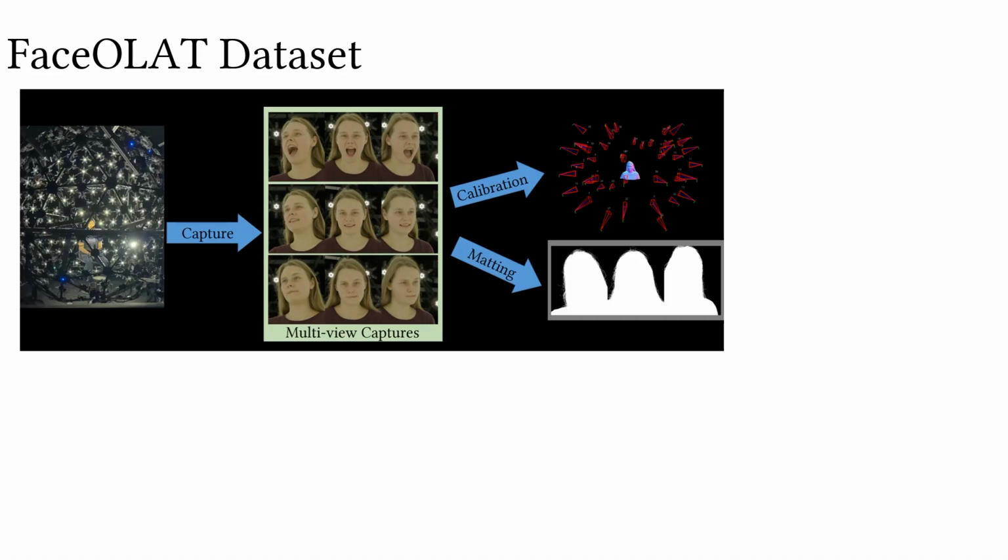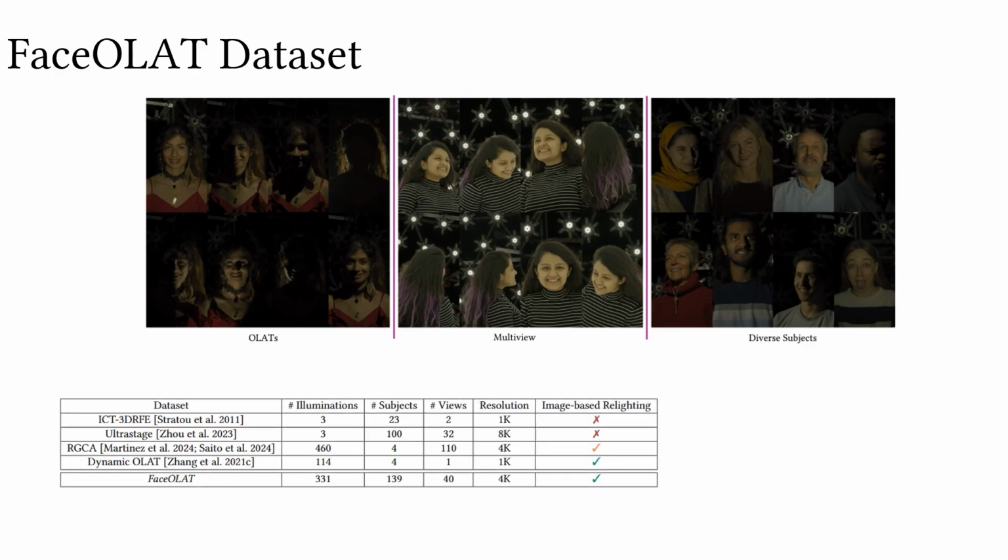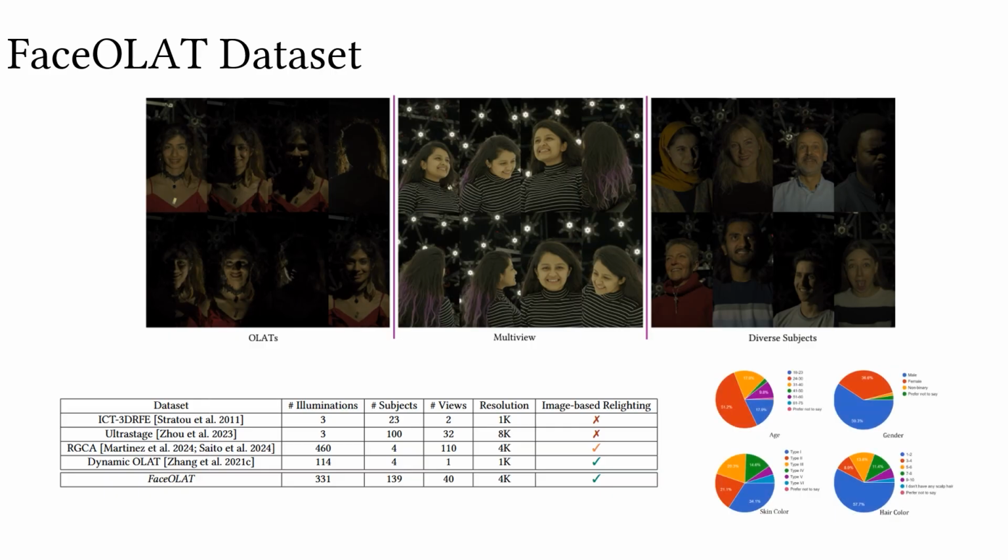Each subject is captured under 331 OLAT lighting conditions from 40 camera viewpoints. We collected data for 139 subjects across diverse demographics, making this the largest public OLAT dataset, focused on detailed face reflectance capture. The dataset includes full head coverage, including the back, at 4K resolution. It spans a wide distribution of age, gender, skin tone, and hairstyle, allowing for the construction of a strong reflectance prior.